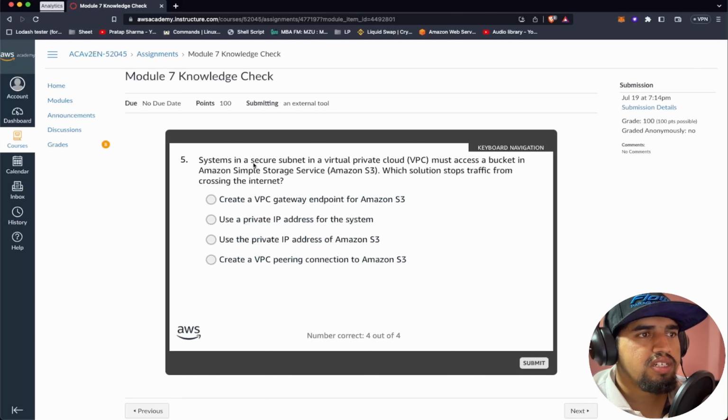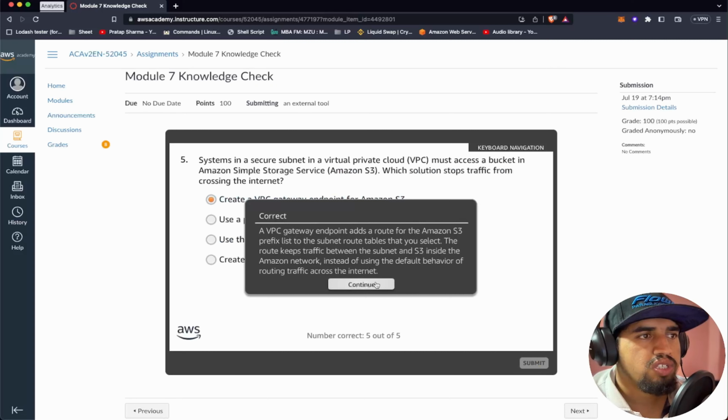Systems in a secure subnet in a VPC must access a bucket in Amazon Simple Storage Service (Amazon S3). Which solution stops traffic from crossing the internet? I think if I create a VPC gateway endpoint for Amazon S3, then it will stop the traffic from crossing the internet.